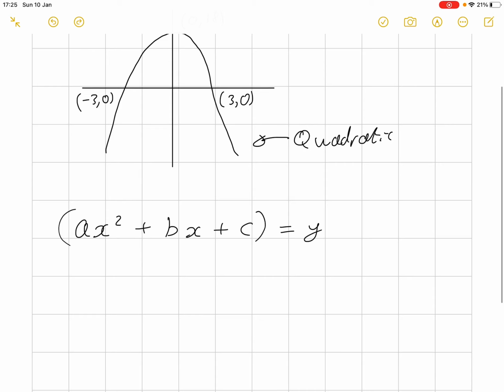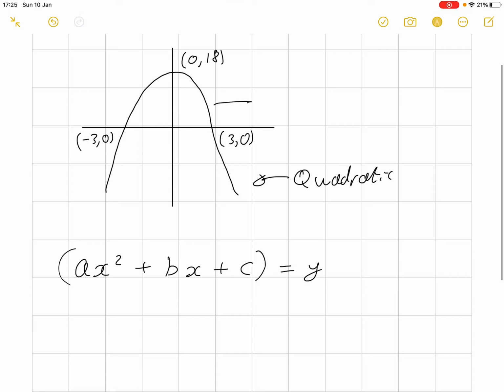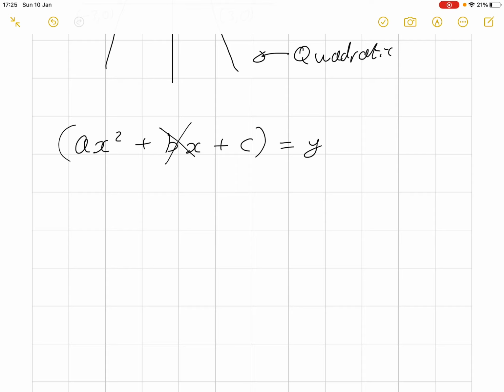Well, bx is what translates the graph left and right. This graph is symmetric about x equals 0. So straight away, this b coefficient is 0. So we have y equals ax squared plus c.